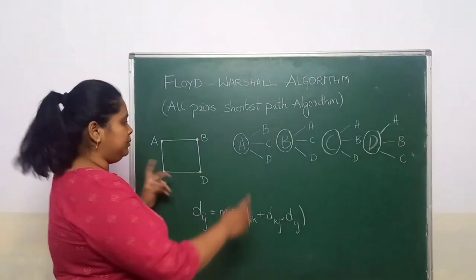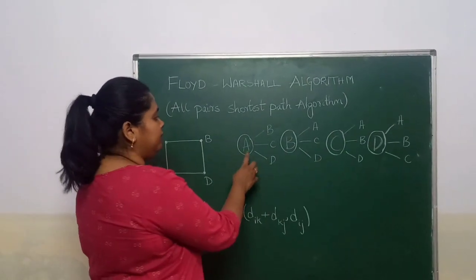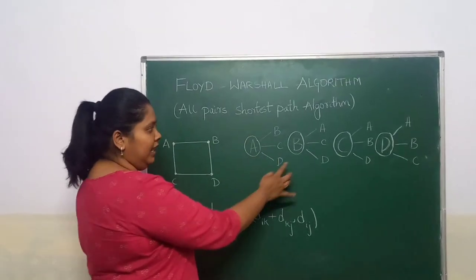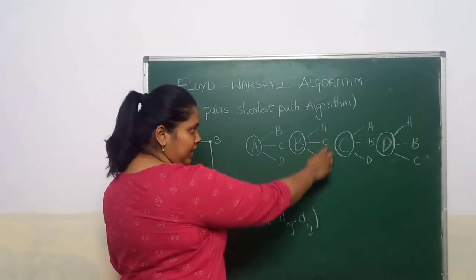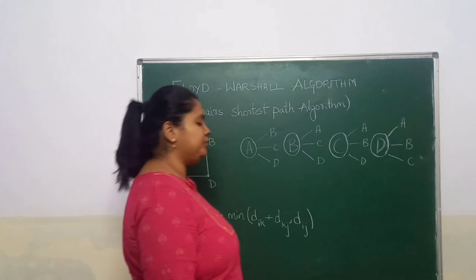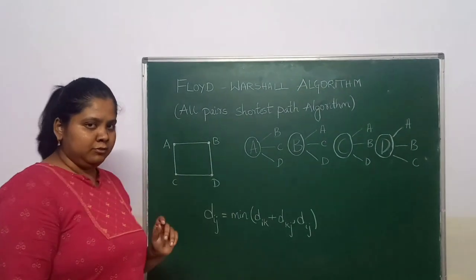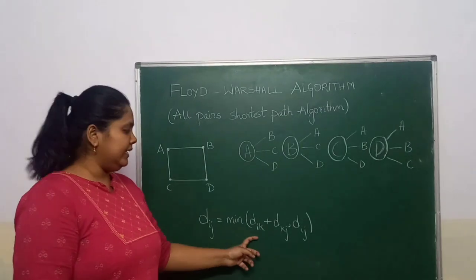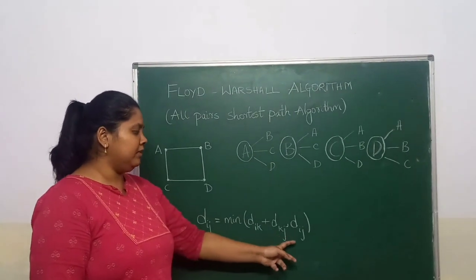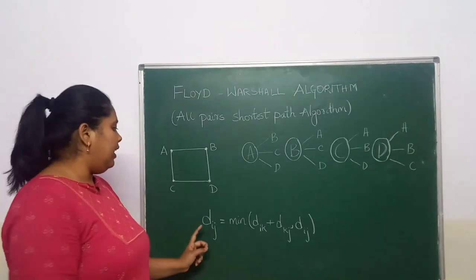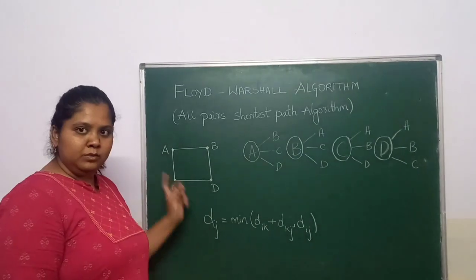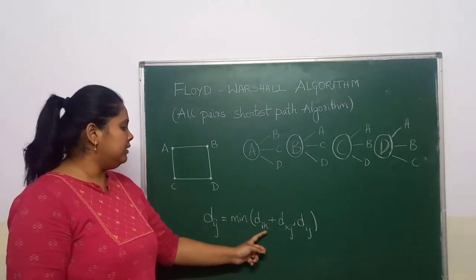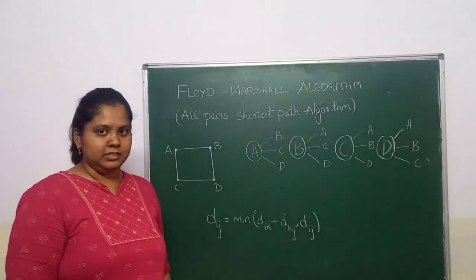This algorithm gives us the shortest path from A to B, C, D and B to C, D and A, similarly for C and D vertices. It is found out using the formula Dij equals minimum of Dik plus Dkj, Dij, where i, j are the vertices and k is the number of iterations.